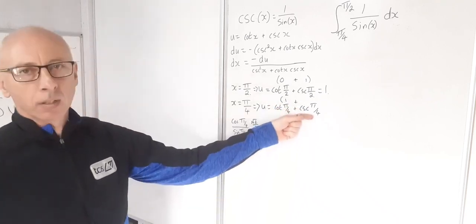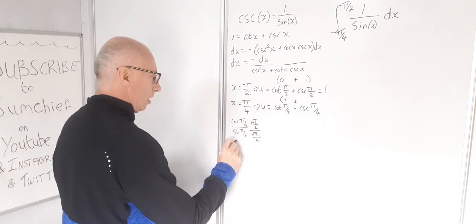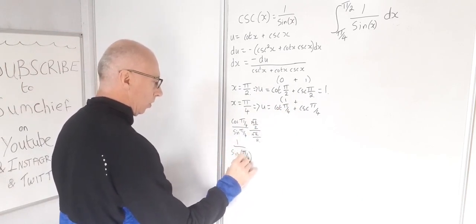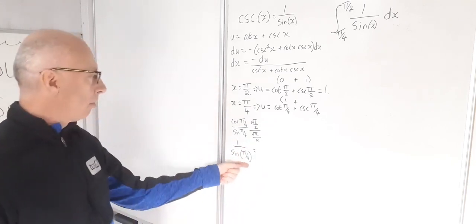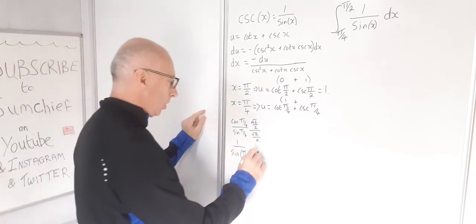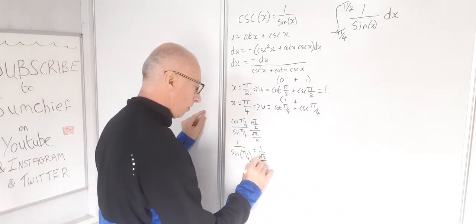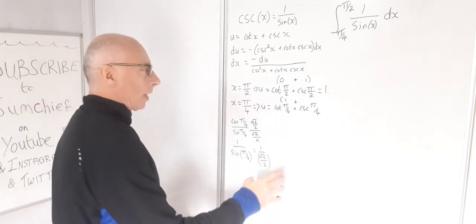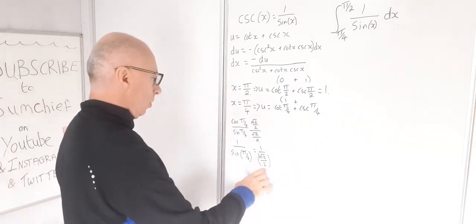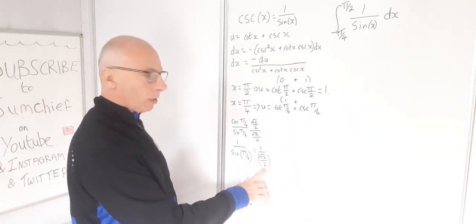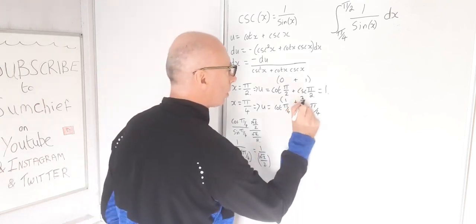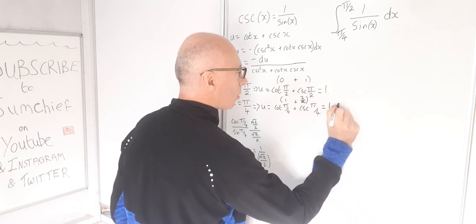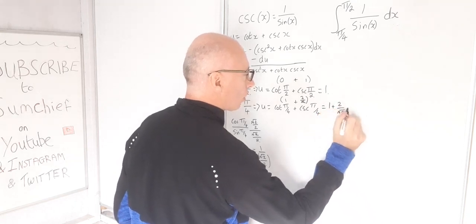And then cosecant pi over 4. So that's 1 over sine pi over 4. Well, sine pi over 4 we've got in here, which is root 2 over 2. So that's going to be a 2 over root 2. Okay, so cosecant pi over 4, the reciprocal of root 2 over 2, is 2 over root 2. So that's then going to give me 1 plus 2 over root 2.